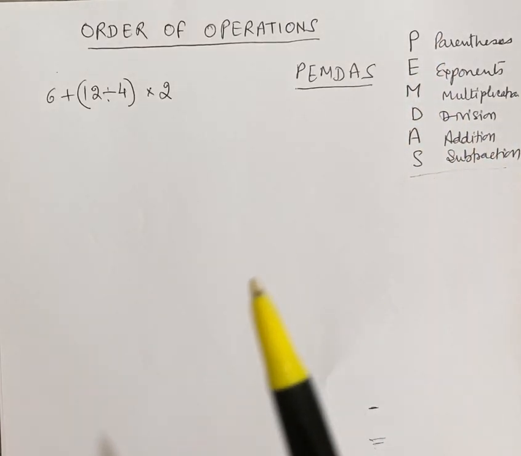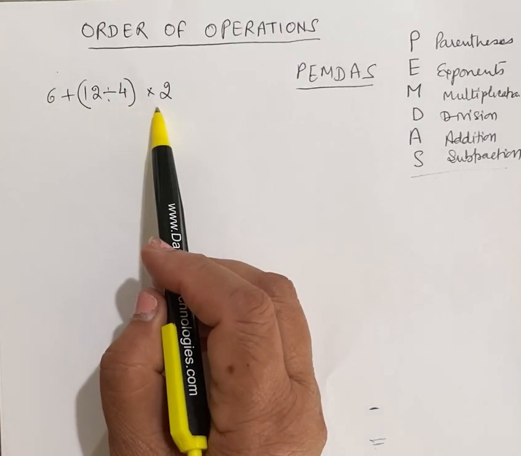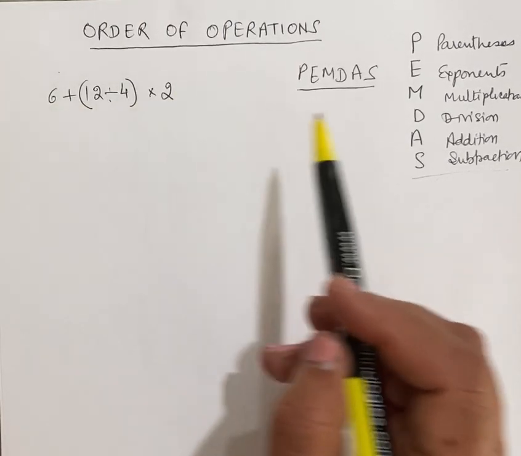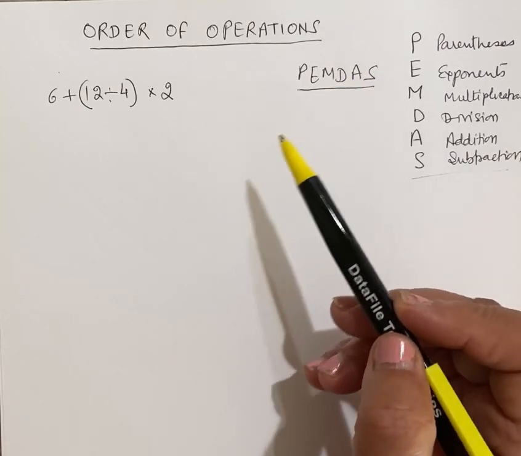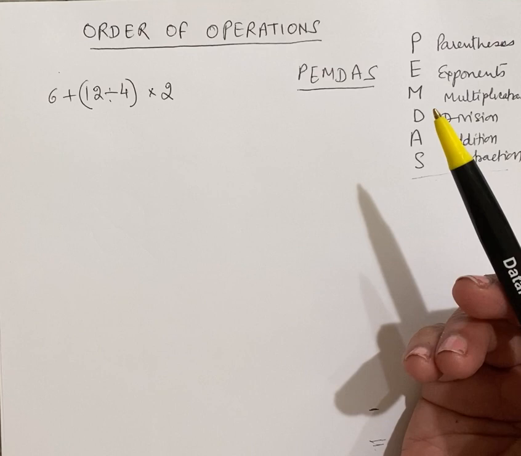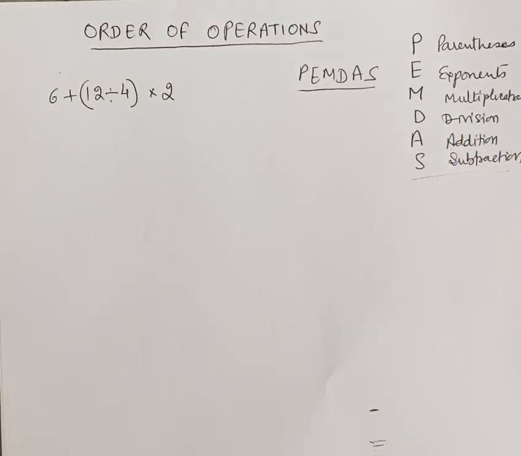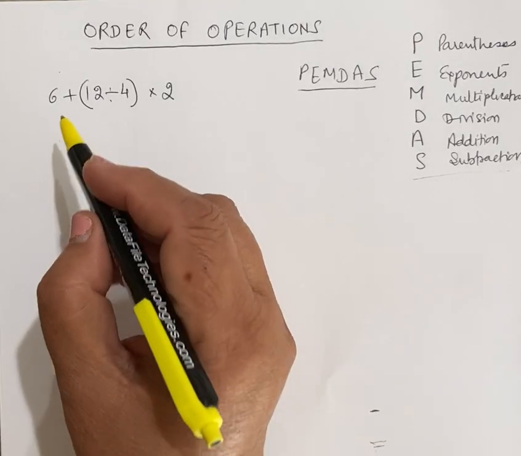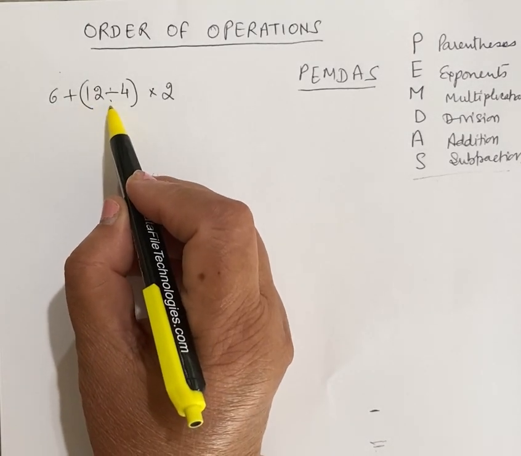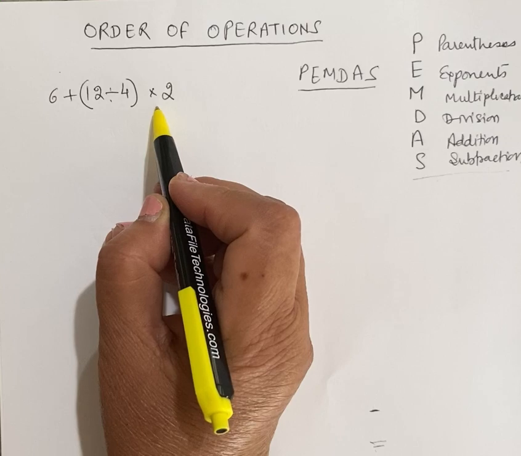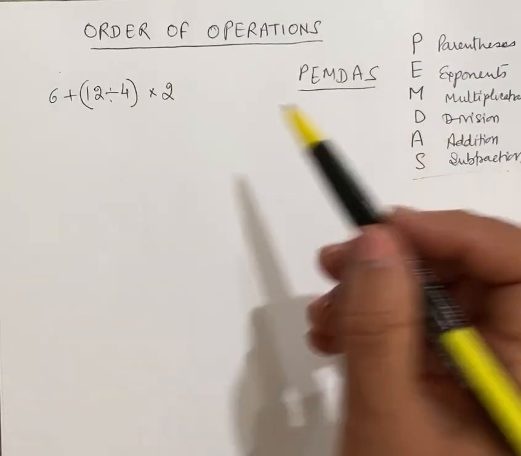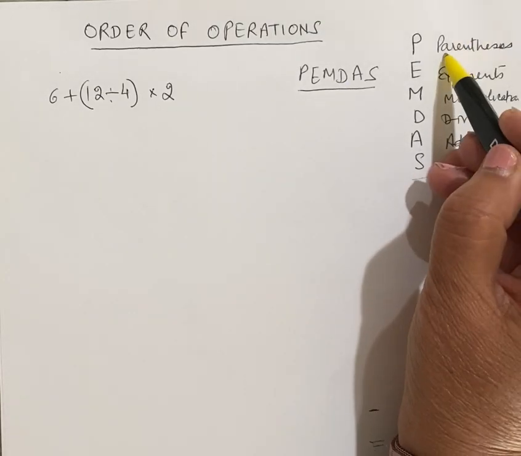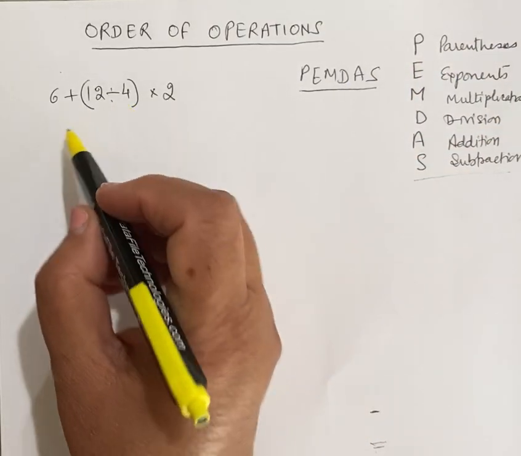And to solve expressions like this, if we follow the rule, that is order of operations, we can calculate it very easily and not be misled. So how to calculate this example? 6 plus 12 divided by 4 bracket multiplied by 2. How to calculate it? First we will do parenthesis, that is bracket.